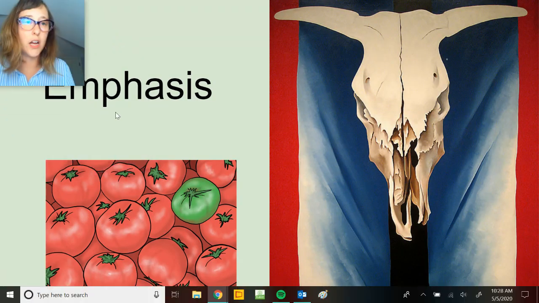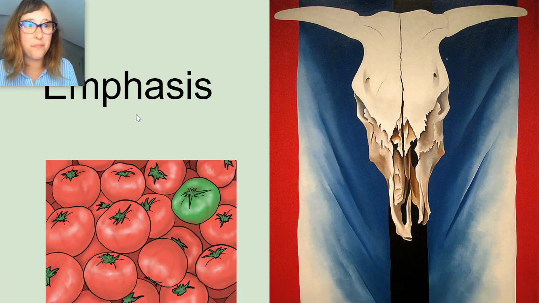Next is emphasis. Kind of a funny one. Emphasis is where your eye is drawn to one thing right away. You probably saw that green tomato first, and you probably saw that very white skull first. That means it has emphasis. It draws your eye in right away.